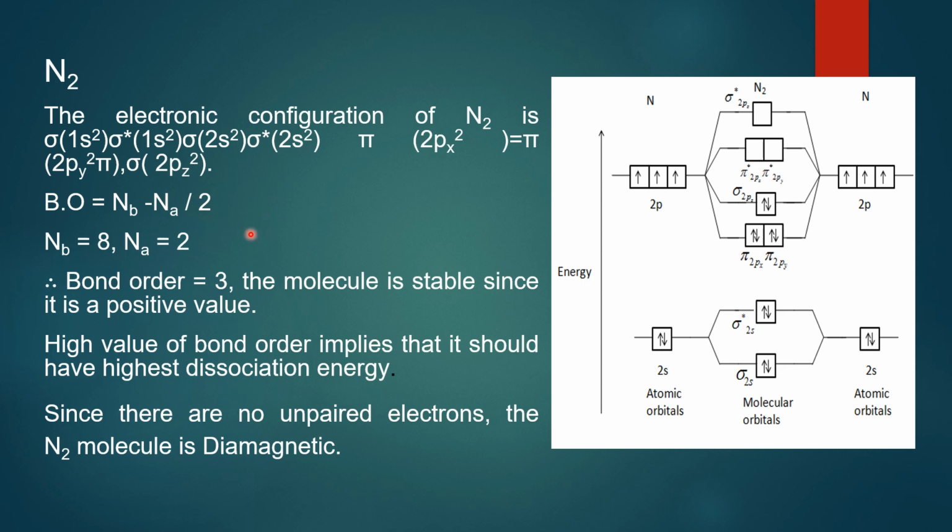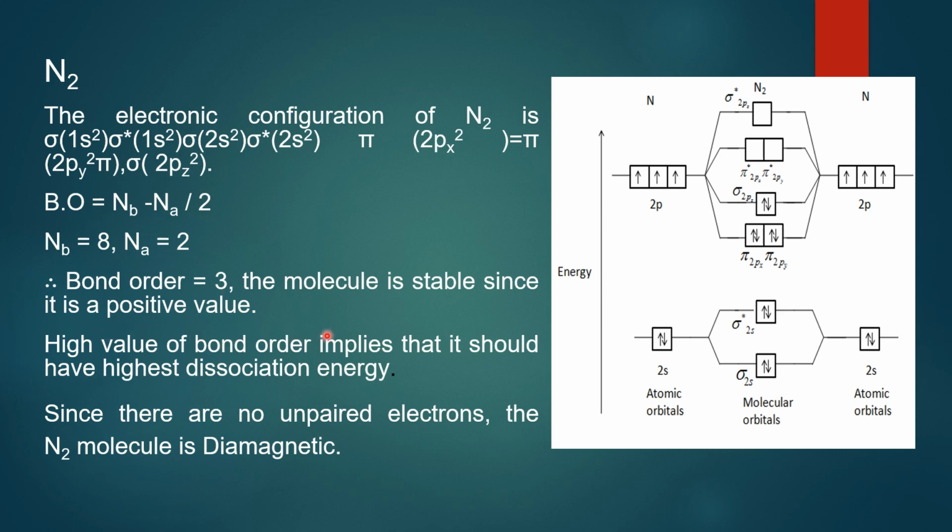The molecule is very stable since it is a very positive value. The high value of bond order implies that it should have highest dissociation energy. Nitrogen molecule bond order is 3. There is an operation of 3 bonds between the two nitrogen atoms in N2 molecule. Out of 3 bonds, 2 sigma bonds and 1 pi bond, we need to apply more amount of energy for breaking of the bond between the two nitrogen atoms in a molecule.